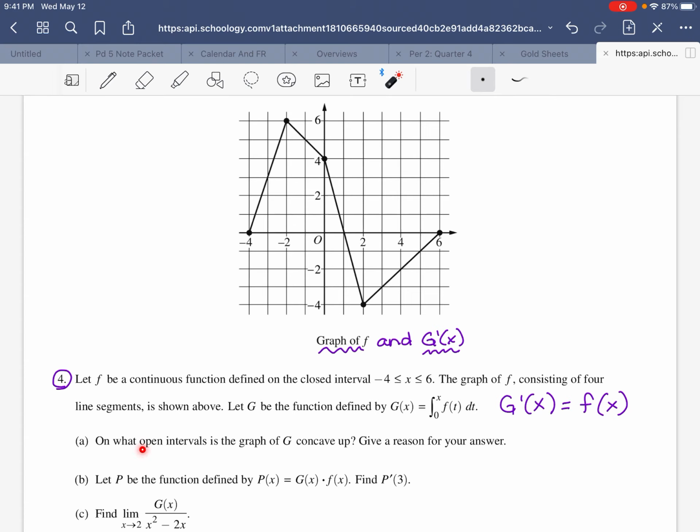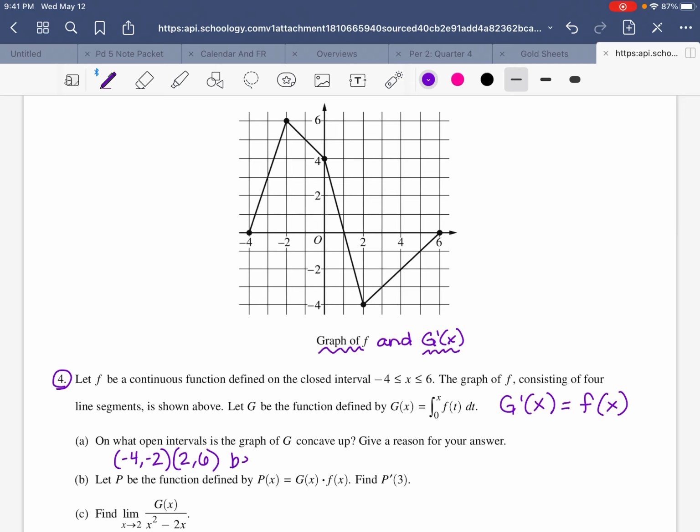Part A. On what open intervals, so that means parentheses, is the graph of g concave up? So I want to know when g is concave up. Well, I'm looking at g prime. So g would be concave up where g prime is increasing. And so my open intervals would be from -4 to -2 and from 2 to 6.